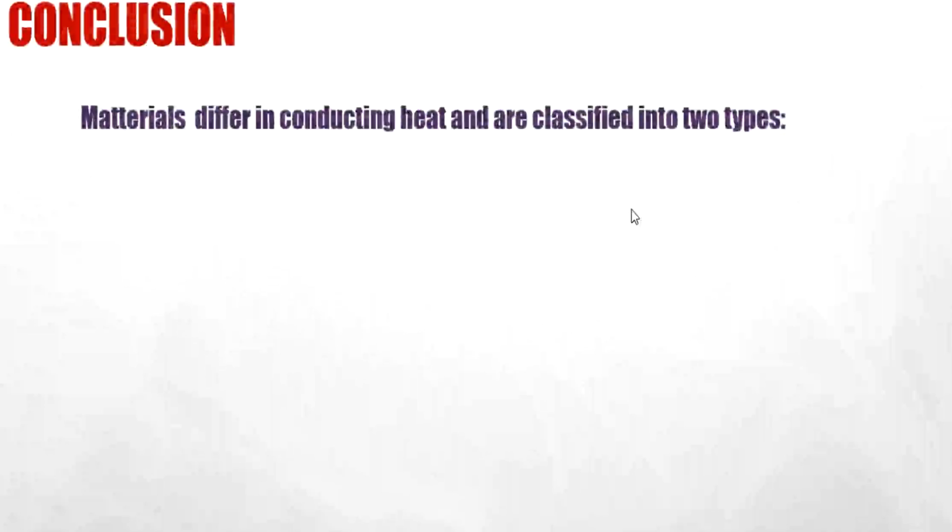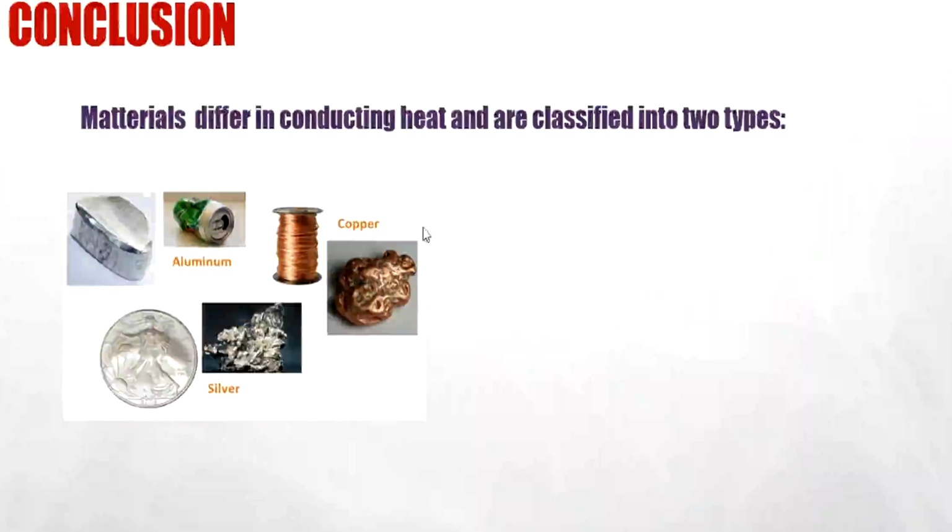Conclusion. Materials differ in conducting heat and are classified into 2 types. First type, good conductors of heat, or good heat conductors. This type of material allows heat energy to pass through it. For example, aluminum, copper, silver, iron. Okay?